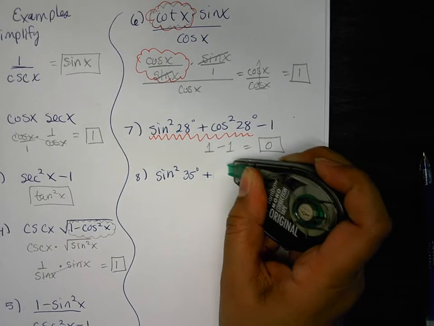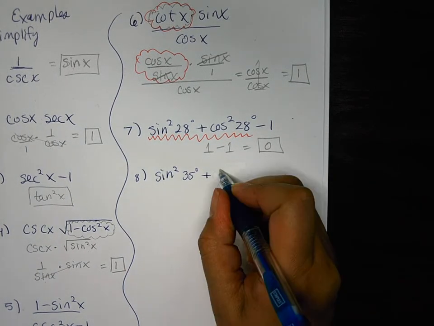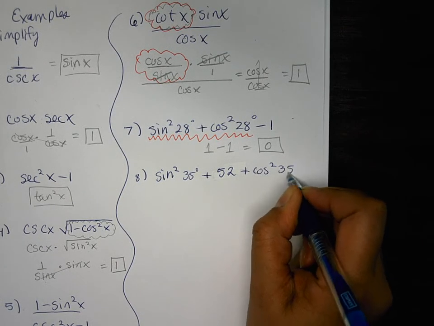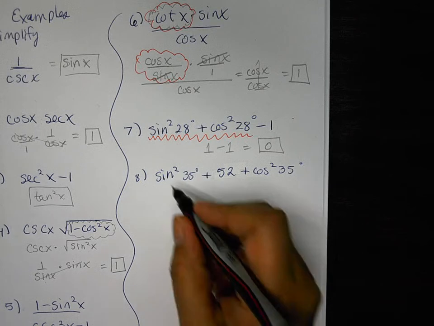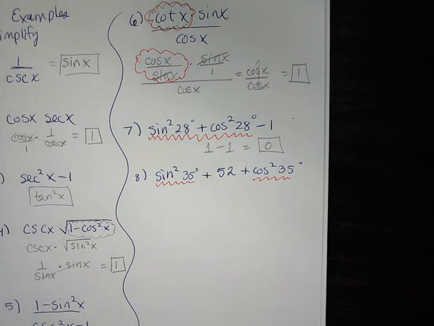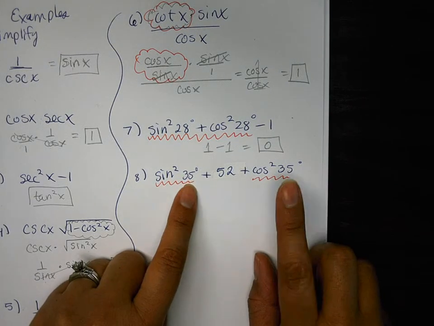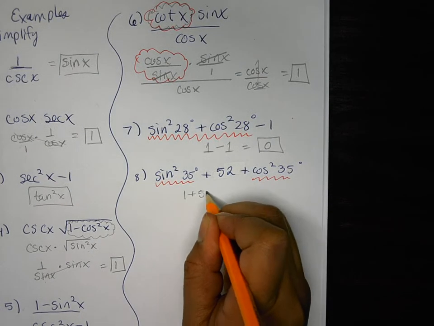Sine squared 35 degrees plus 52 plus cosine squared 35 degrees. All right. Now, is addition commutative? So does it matter that I split it and put it out of order? No. Do I still have a sine squared plus cosine squared? Are they still the exact same angle? Yes. So what do I get here? 1, and it's 1 plus what? 52, which equals 53.